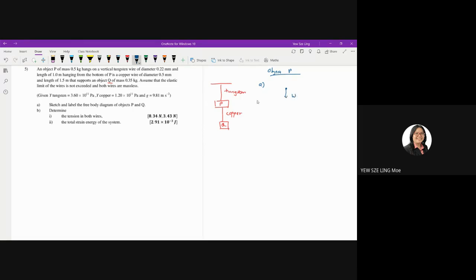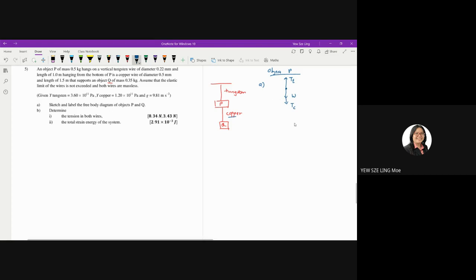Now let's look at the diagram. There is a string above object P, which means there's a tension going up. I'm going to call it T tungsten, TT. Then, other than the tungsten wire, there's another wire connected directly to object P, which is the copper wire. So there's another tension pointing downwards, TC. So TT is going up, TC is going down, and W is also pointing downwards. That is a complete free body diagram for object P.